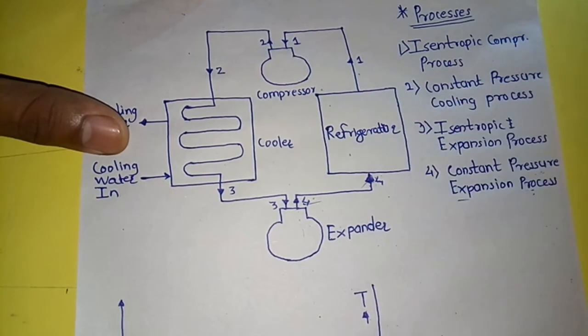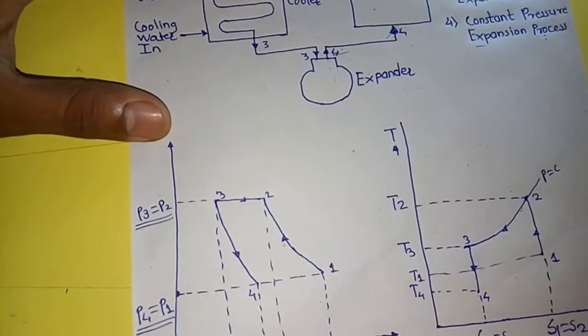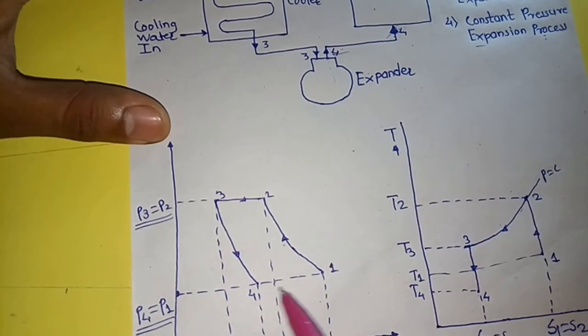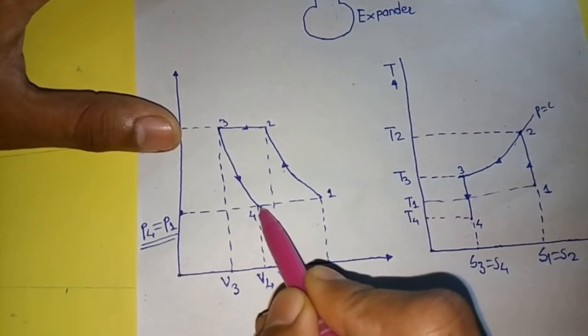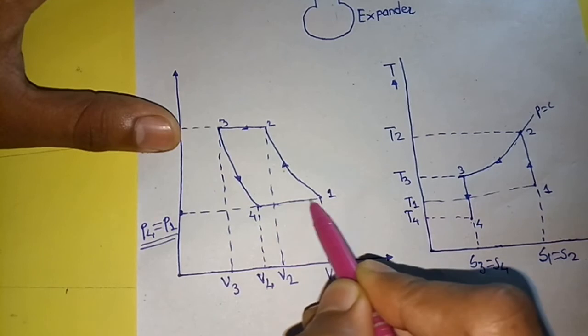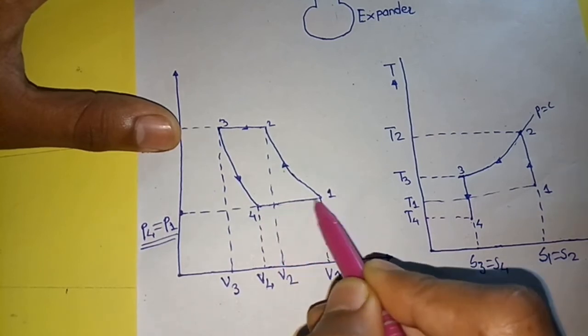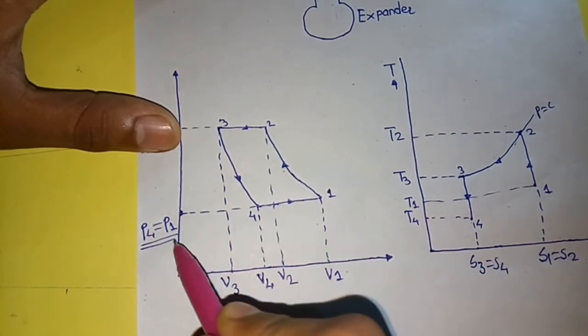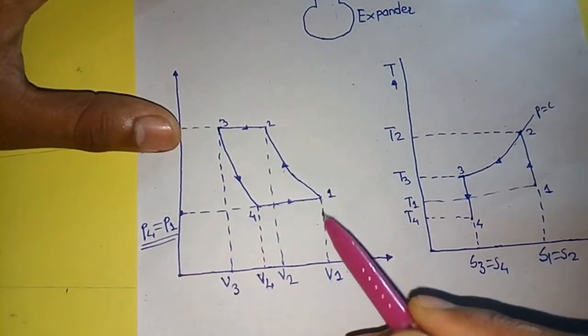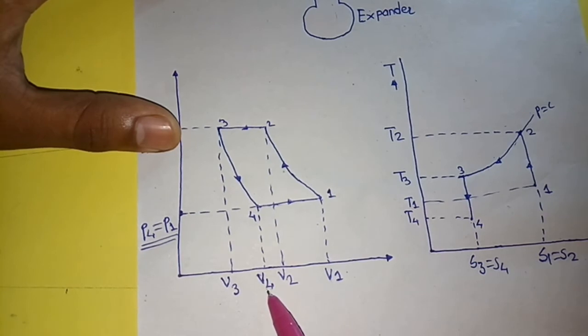So now we will plot this process on the PV and TS diagrams. This is a PV plot. As I said, the pressure remains constant from 4 to 1, but the specific volume increases from 4 to 1. So draw the horizontally rightward line from point 4 to point 1. During this process, pressure remains constant from point 4 to 1, but specific volume increases from V4 to V1.